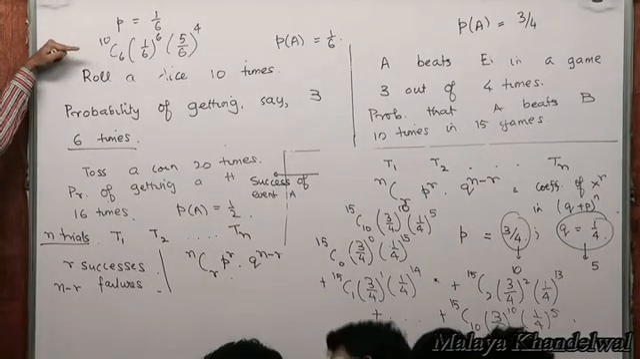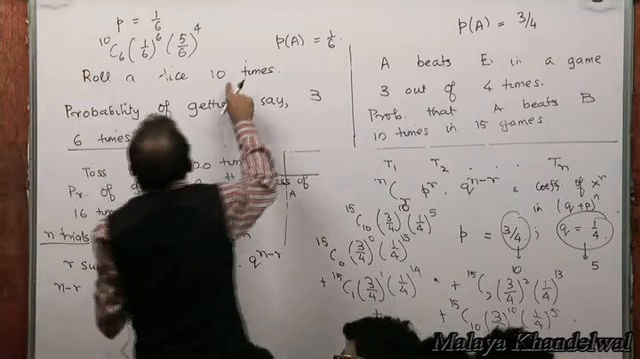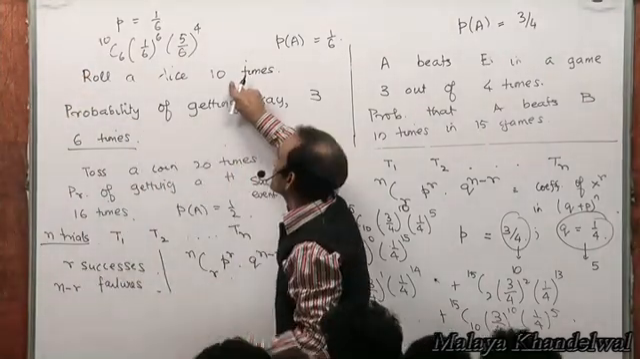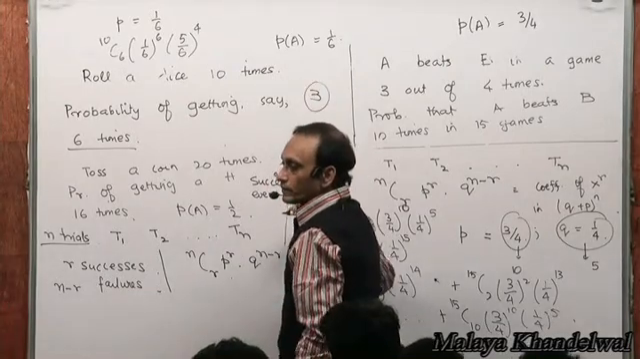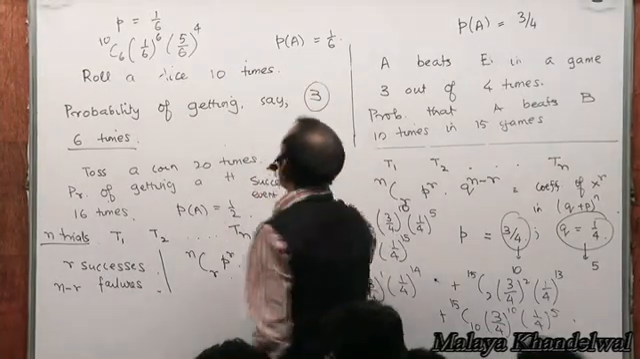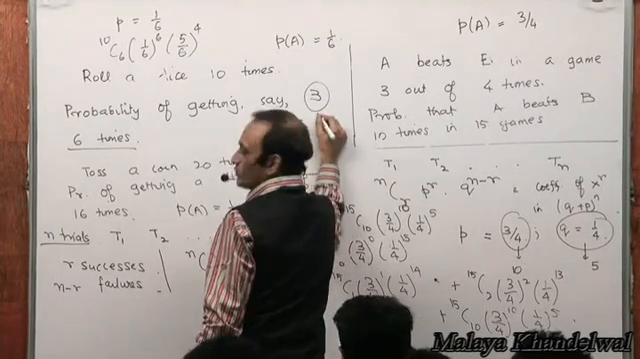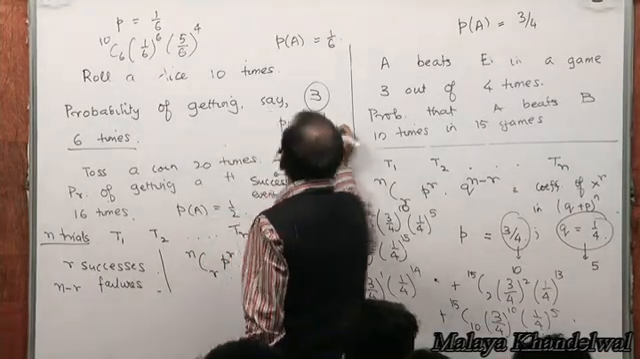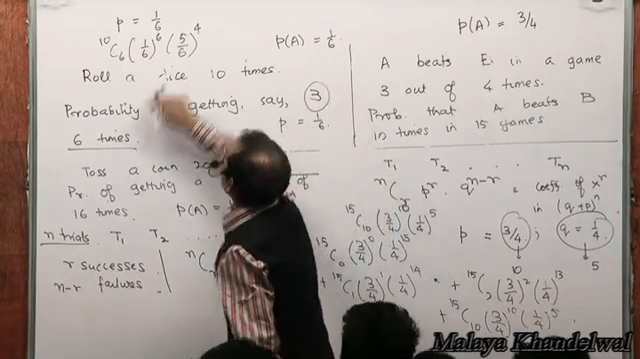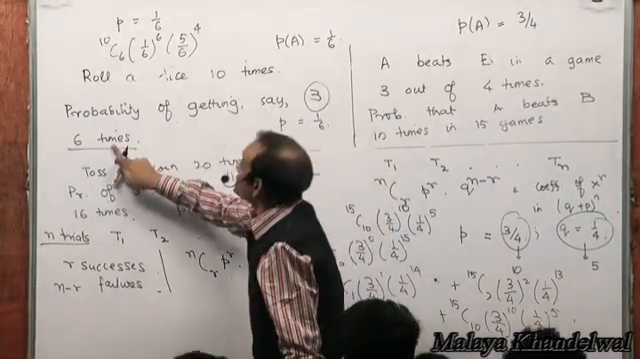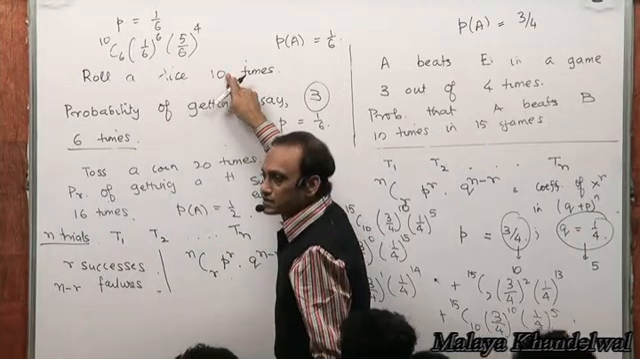Didn't understand? Look, I'm rolling a dice 10 times. Okay? And what's the event that I'm talking of? Getting 3. So if I roll the dice once in one trial, what's the probability of getting 3? 1 by 6, right? Now I want the probability of getting 3 6 times out of 10. That means I want 6 successes in 10 trials.